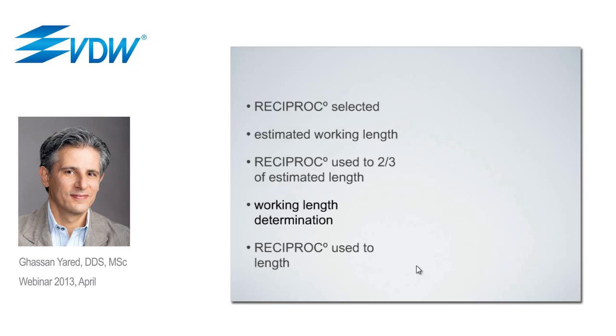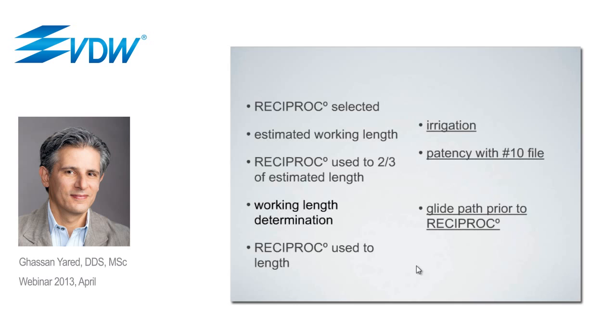Once at that stage, we have to determine the length. This is where we will take a hand instrument, put it in the canal, determine the working length, and then we continue with the reciproc to the working length. Now, the working length determination is a very important step when we use the reciproc instruments. It is an important step because it is what will let us know if it is safe to continue with the reciproc instrument to the working length or not.